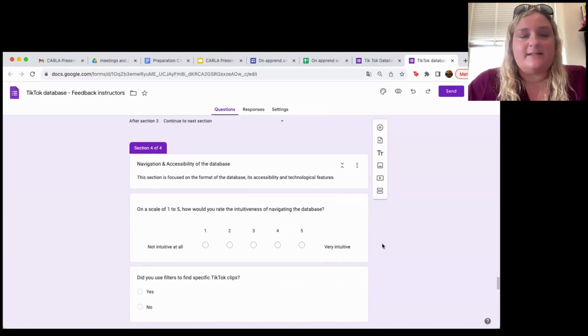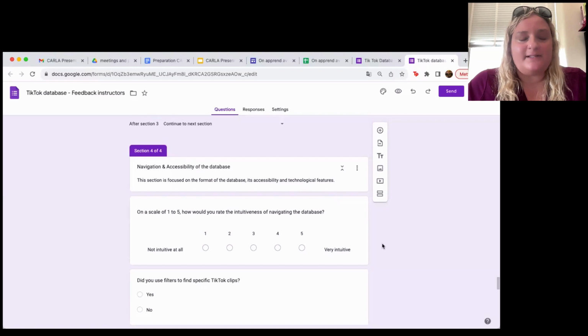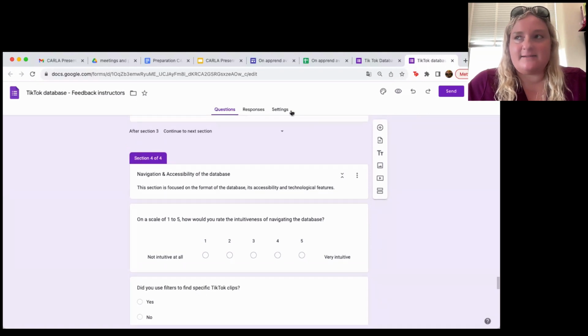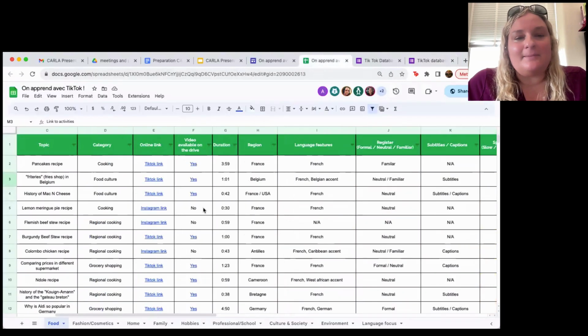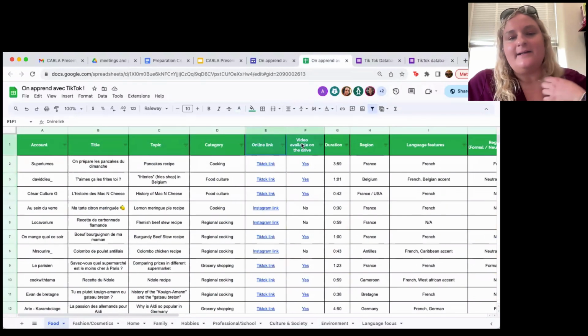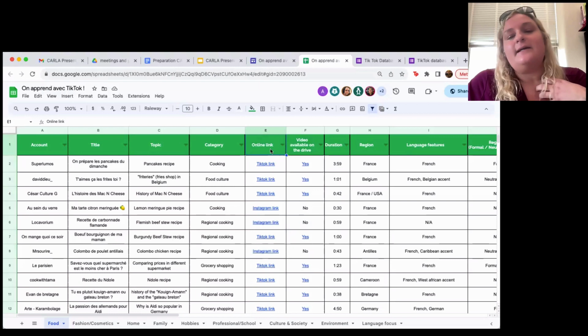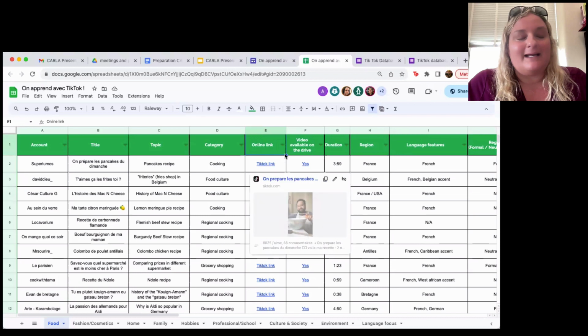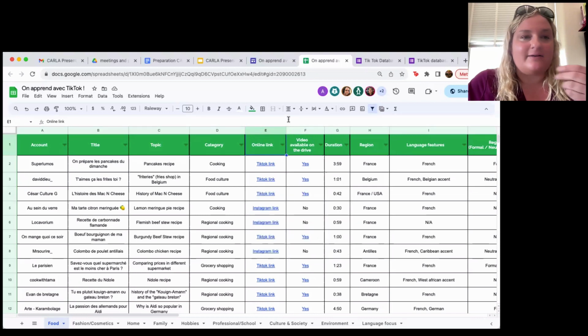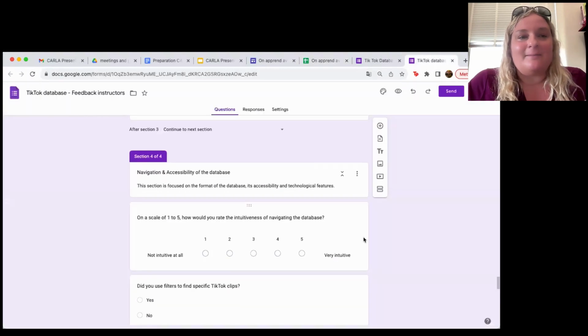I wanted to revisit Chimène's comment about how we had opted to link directly to the TikToks, but then also have them available offline. So we have some colleagues working in states where TikTok is blocked as a website when they're on their campuses or in their schools. But we also recognize that there are situations in which you might want to show something, but you might not have access or reliable access to the internet.